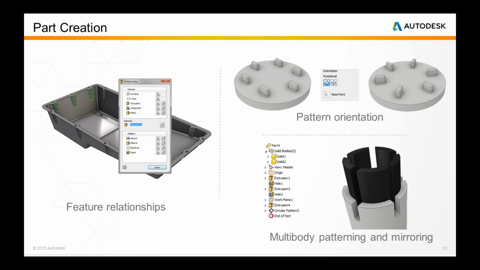Over on the right side, it talks about some patterning options that you can now use, the orientation option. If you're going in a circular pattern, you can have the orientation always point in the same direction, which would be the one on the left there. If you want to rotate around and always have it point towards the center, that would be the option on the right. And then on the bottom there, multi-body patterning is now available, and mirroring as well. So that's definitely some nice enhancements there.